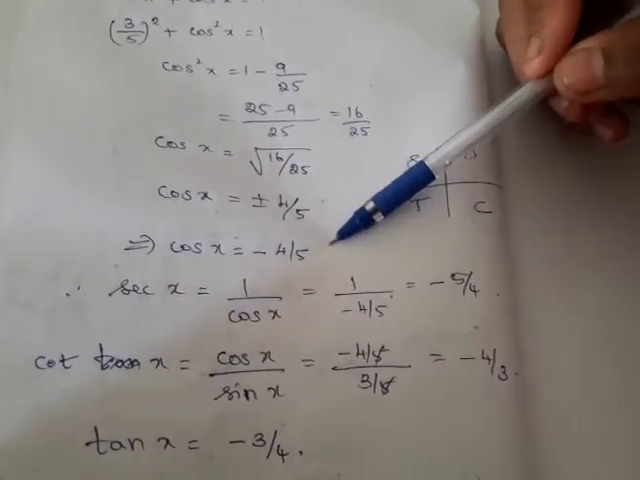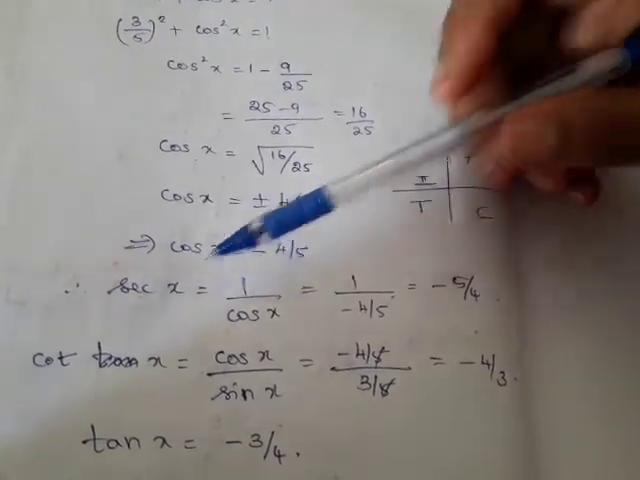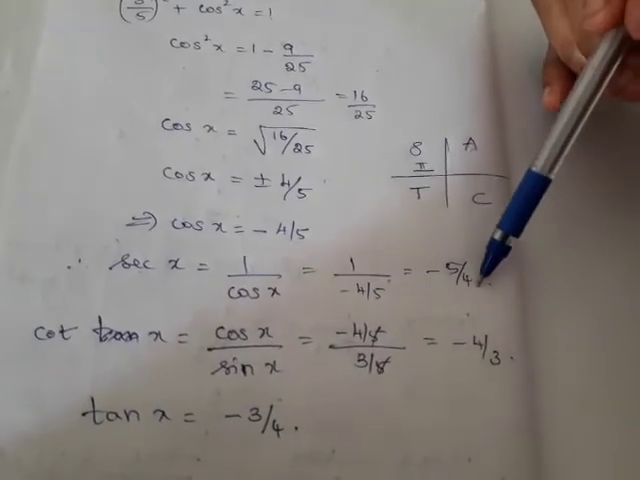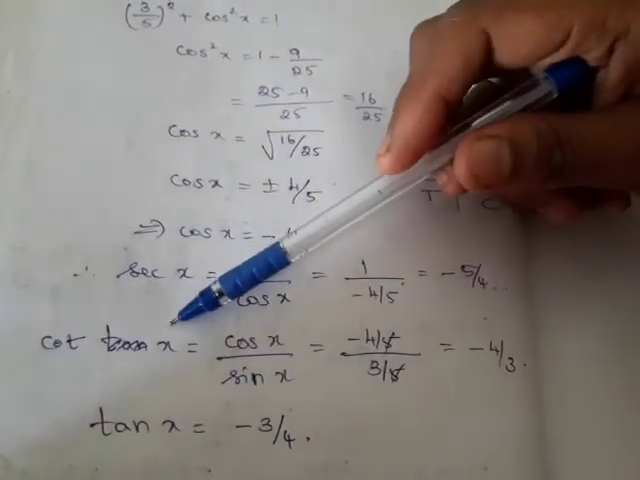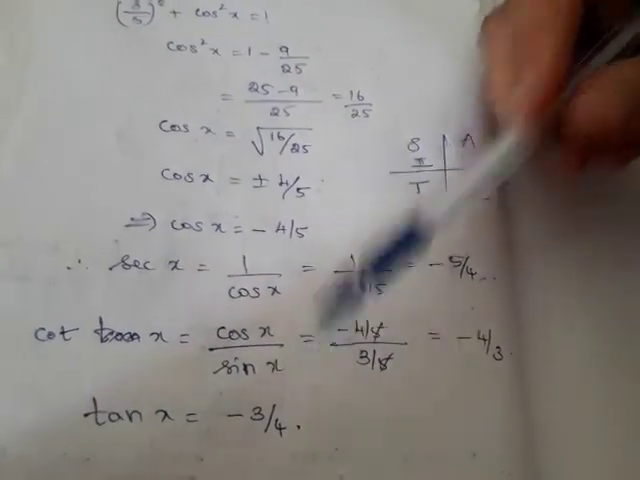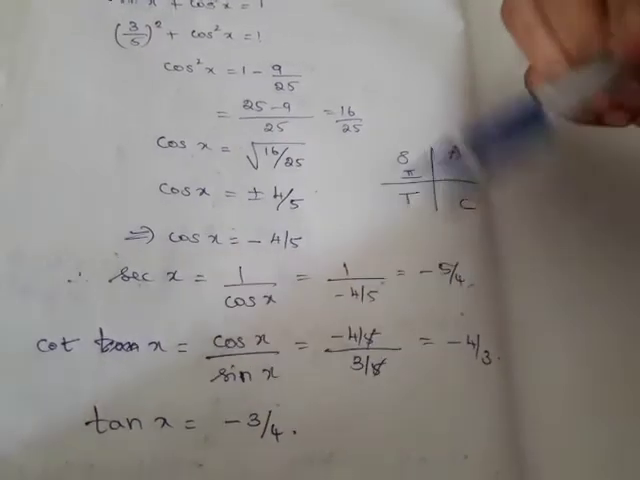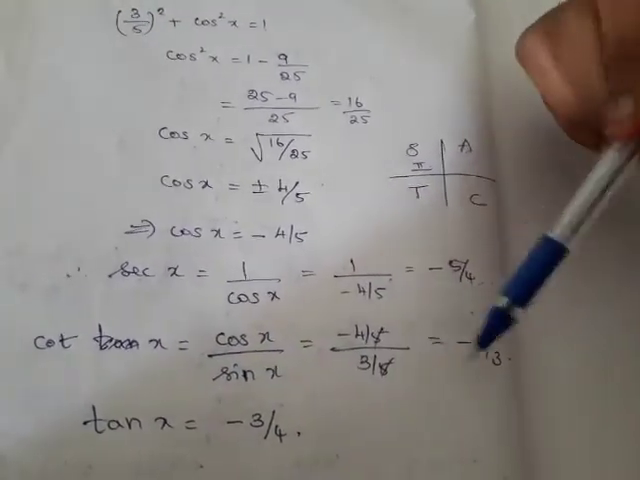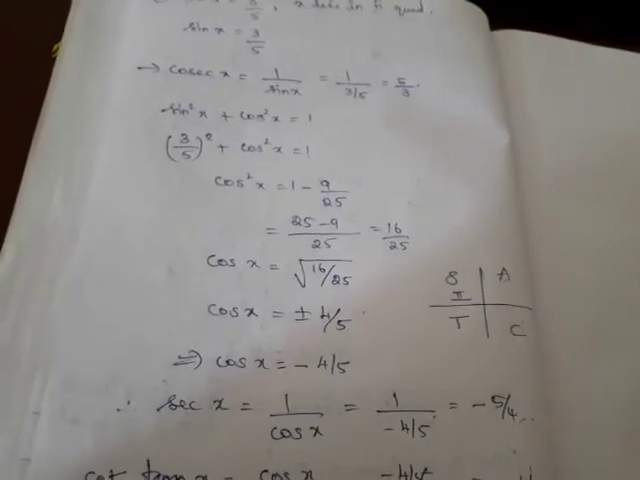So once you know cos x, you can find its reciprocal. Reciprocal of cos x is secant x, which is 1 by cos x. So you will get minus 5 by 4. Then you can find either tan x or cot x. So I found here cot x. Cot x is cos x divided by sin x. So you know the values for both cos x and sin x. Substitute and find the value. Therefore cot x will become minus 4 by 3, and the reciprocal of cot x gives tan x, minus 3 by 4. Thus we found all the remaining 5 trigonometric ratios.